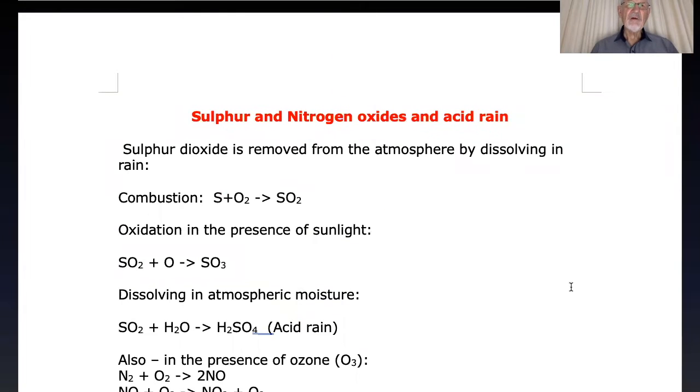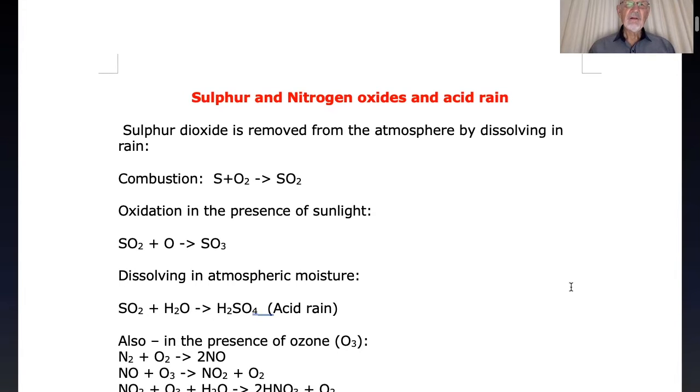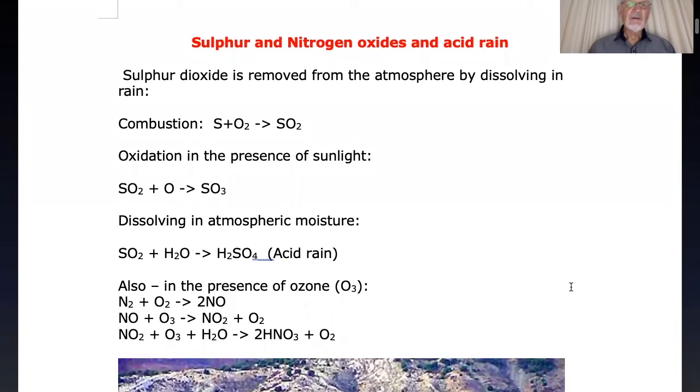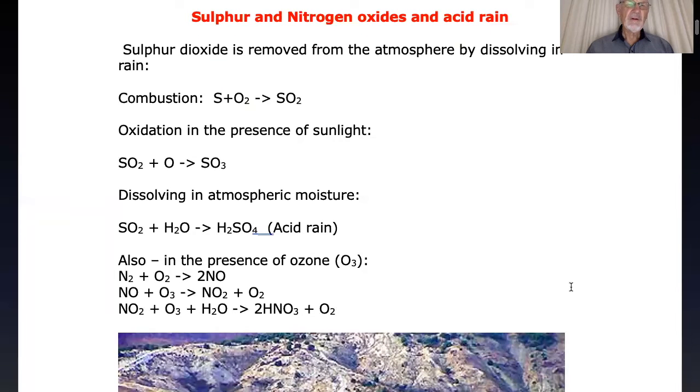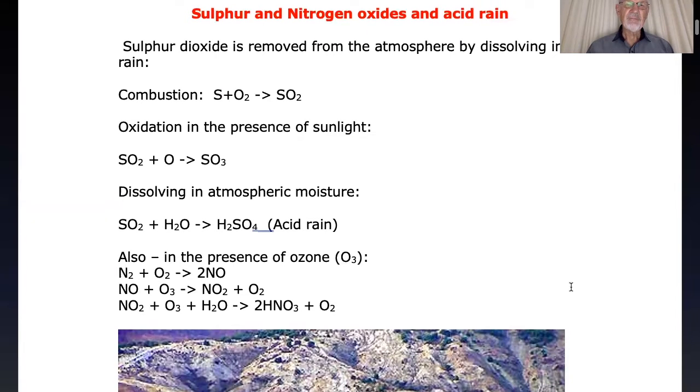We talked last time about sulfur gases, sulfur dioxide, sulfur trioxide, and nitrogen oxides and acid rain. So I've just put here the chemistry. So clearly sulfur and oxygen combine to form sulfur dioxide, and that's further oxidized to sulfur trioxide, which when combined with water gives you your sulfuric acid, which is acid rain.